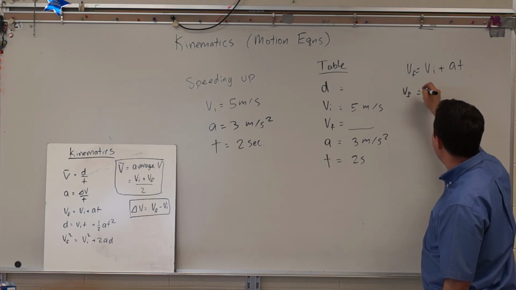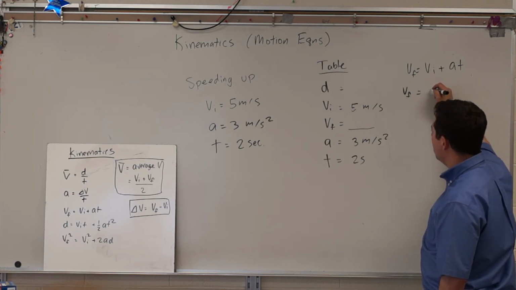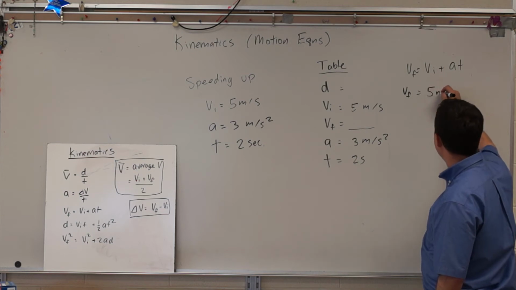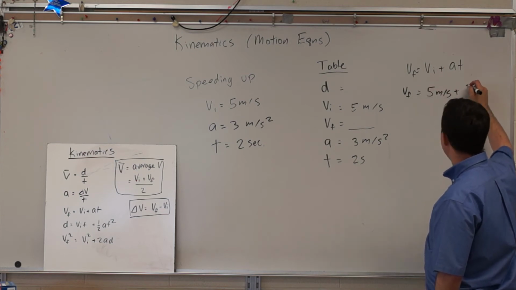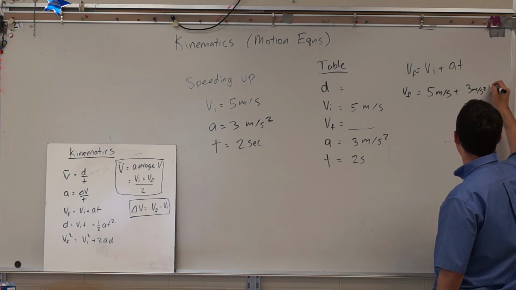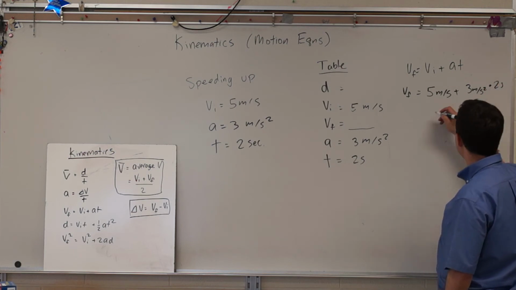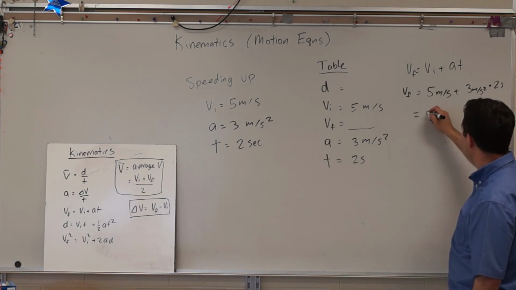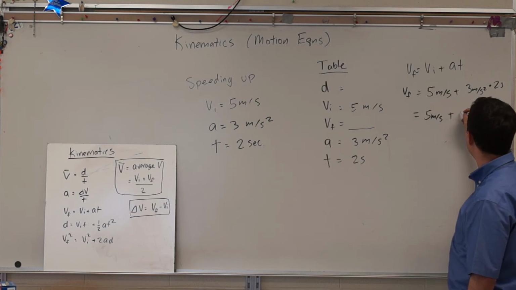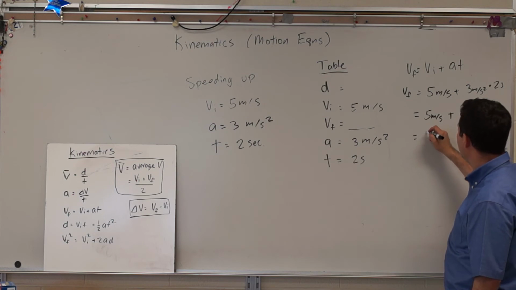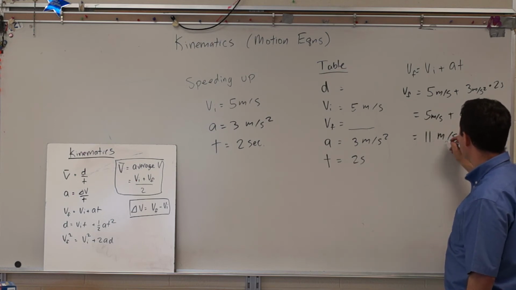VF we don't know. VF equals your initial speed of 5 meters per second plus acceleration, 3 meters per second squared, times time of 2 seconds. We're just going to solve it. You end up getting 5 meters per second plus 6 meters per second. Your final velocity then is 11 meters a second.